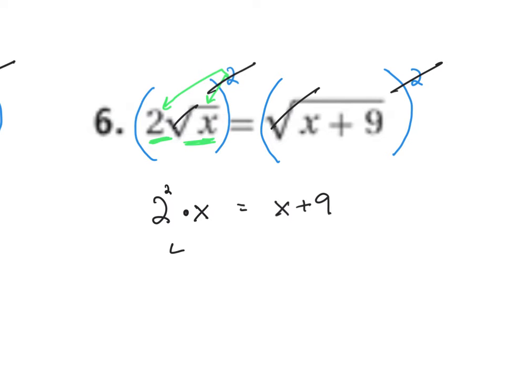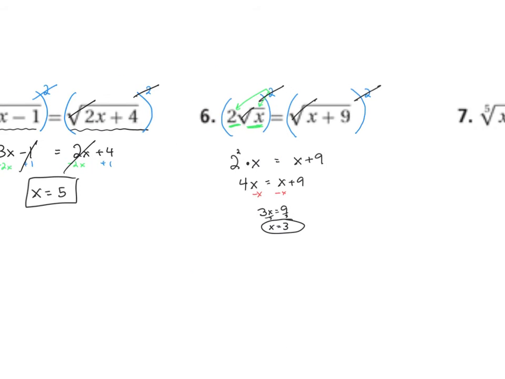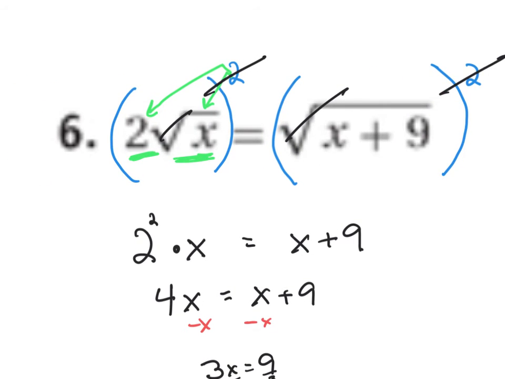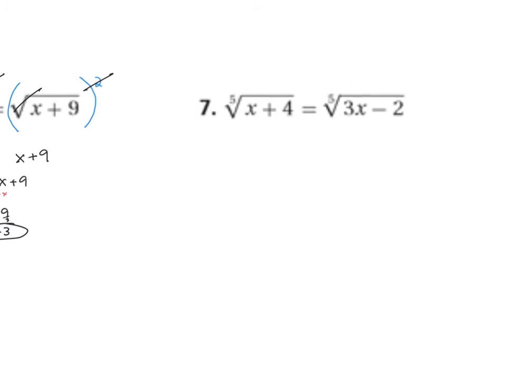Okay, let's finish this off. 2 squared is 4, times x is 4x, equals x plus 9. Now let's finish. 3x is equal to 9, and so x is equal to, if we divide by 3 on both sides, we get x is equal to 3. All right? So that's what that looks like. But check that base that was outside. Do not neglect it. The square has to also attach itself to that.